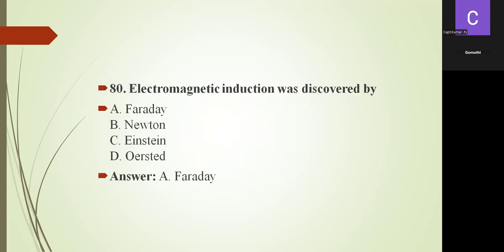Our 18th question is: electromagnetic induction was discovered by? Option A is Faraday, option B is Newton, option C is Einstein, option D is Weierstrass. Electromagnetic induction was discovered by Faraday. The answer is option A, Faraday.